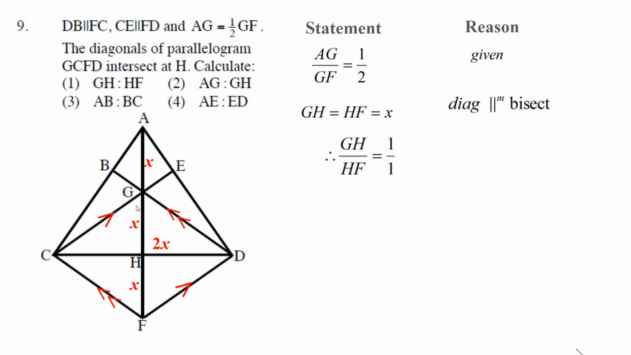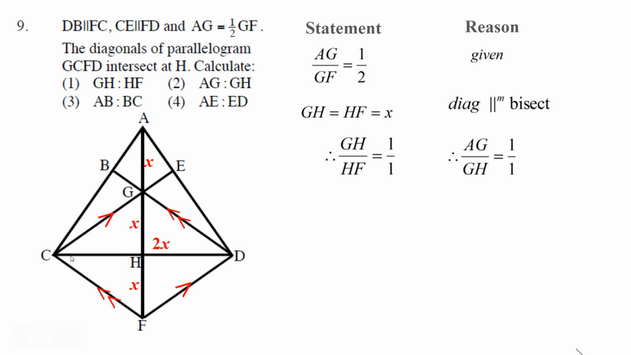What about AG to GH? Well, that's 1 to 1 too. It flows right out of all these three segments being equal. 1 to 1. There you go. Now the next question's a little bit trickier. It says, figure out the ratio of AB to BC. So AB to BC.